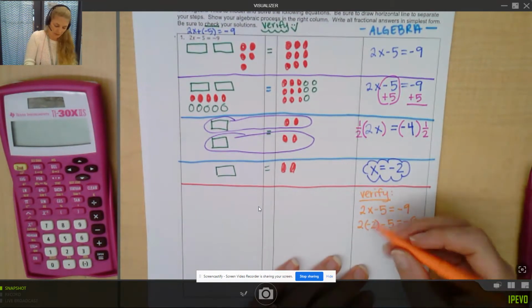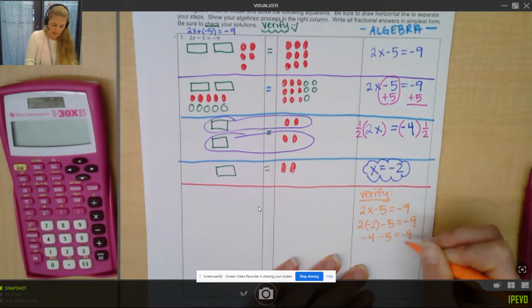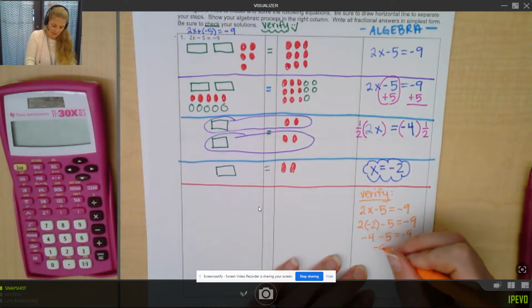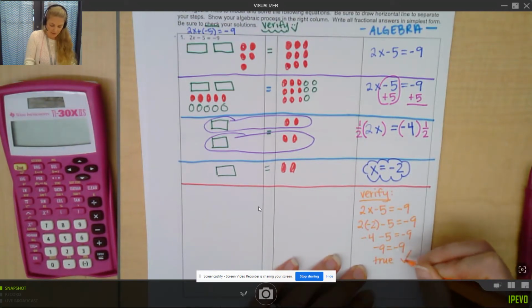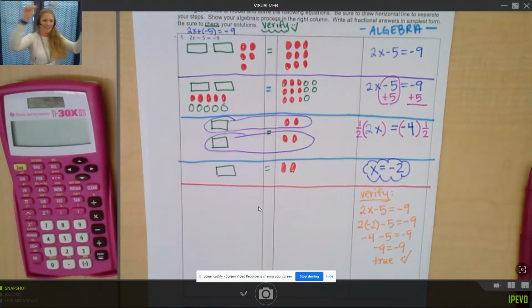So from here, multiply first. 2 times -2 is -4. And then -4 minus 5 is -9. And yes, -9 is equal to -9. So that's a true statement. And Chucky goes, you got it right.